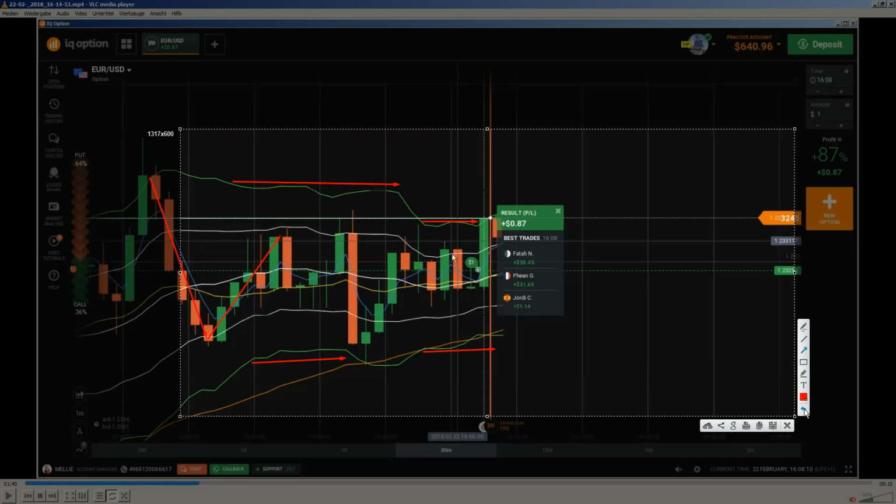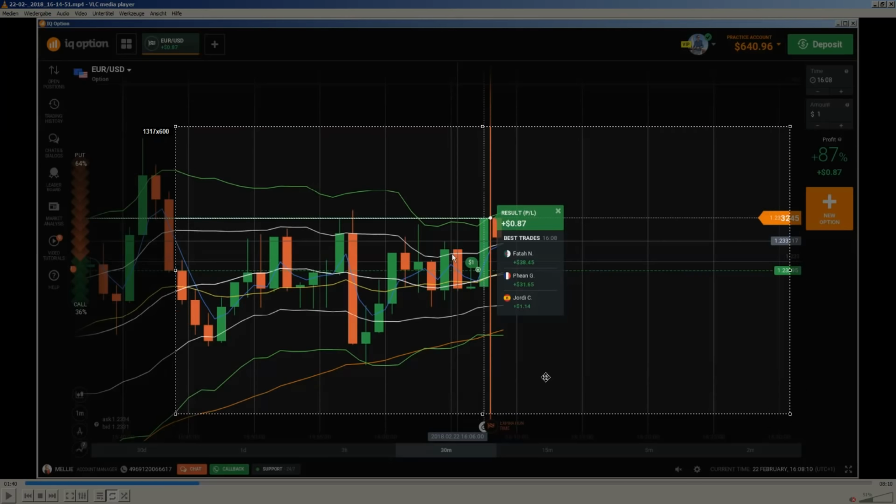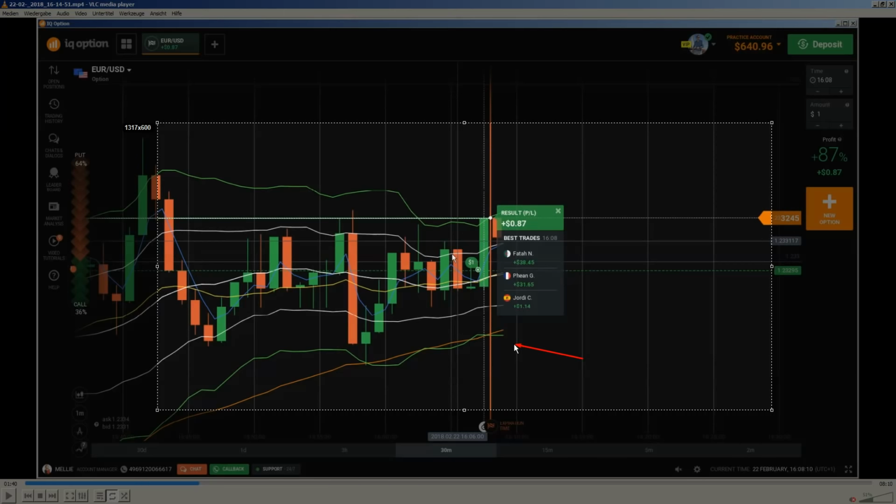The EMAs are telling us we have a small tendency into an uptrend. It's not a strong uptrend, because we are ranging, but the tendency is over the last 50 candles, because this here is the 50 EMA. This 50 EMA here is telling us that in the last 50 candles we should have an uptrend.